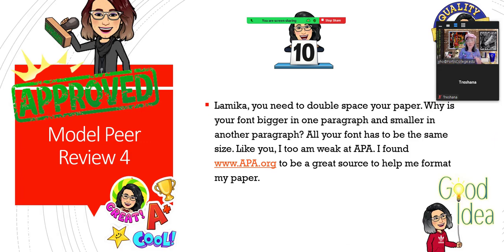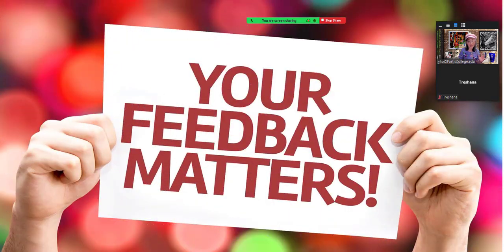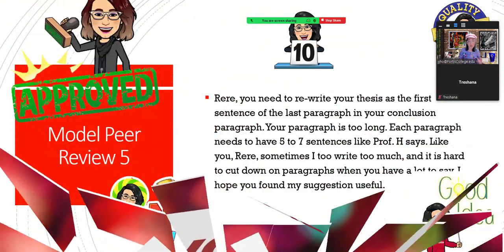Lamika, you need to double space your paper. Why is your font bigger in one paragraph and smaller in another paragraph? All your font has to be the same size. And like you, I too am weak at APA, but I found a great website, www.apa.org, to be a great source to help me format my paper. You can also go to that website to buy the APA manual as well, because that is the official source of all things APA.